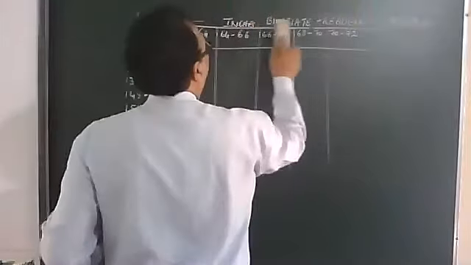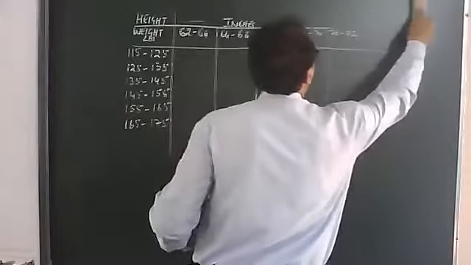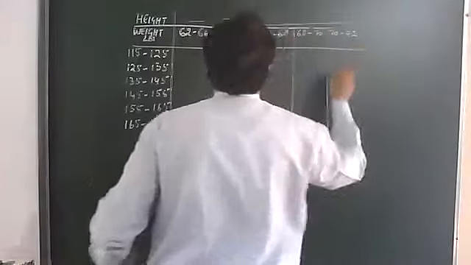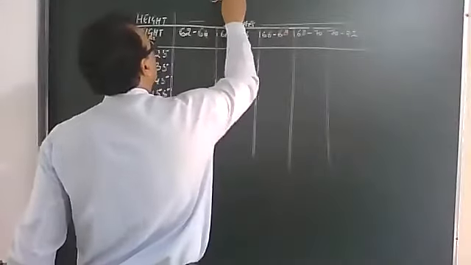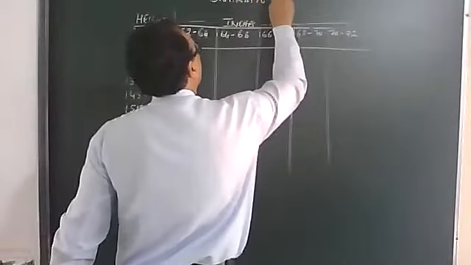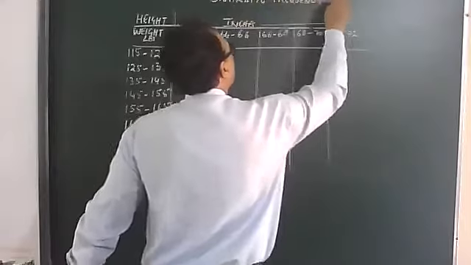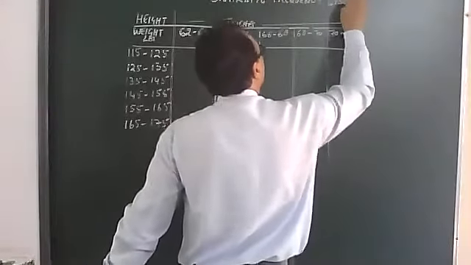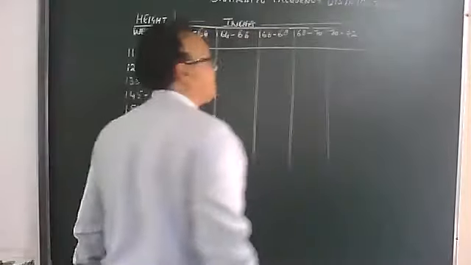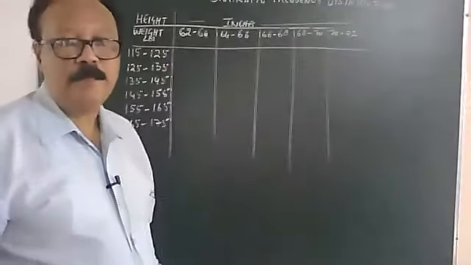Statistics. Bivariate frequency comes on top over here. Okay, this is the bivariate frequency distribution. The height is given in inches. Okay. Now, what do you see over here?